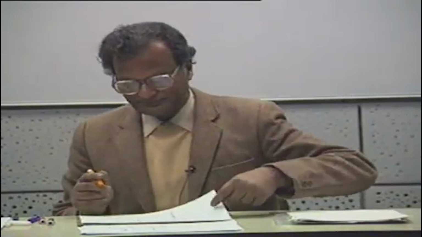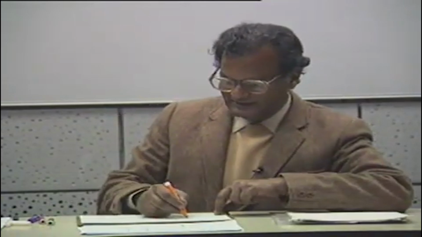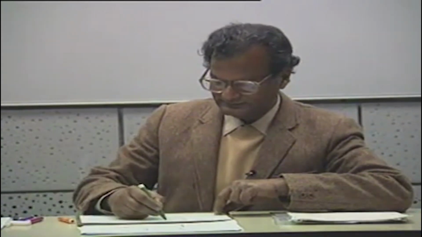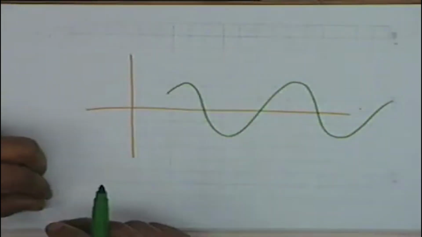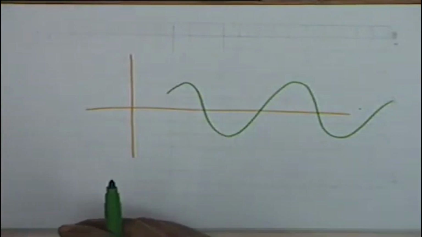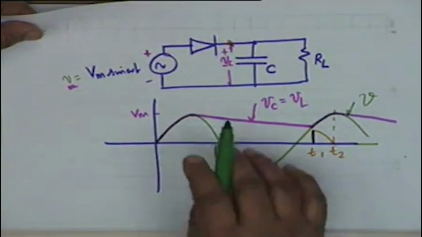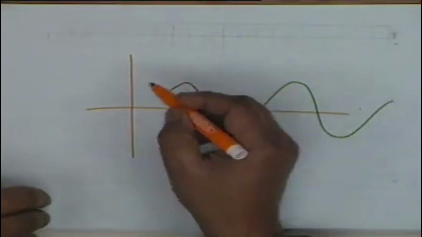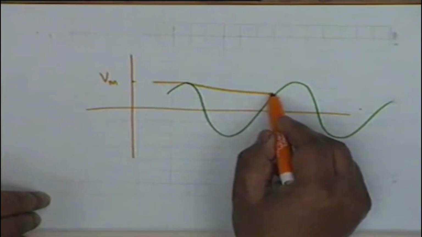Now if I draw this waveform again, forget about the initial part. Initially for the first half cycle, the capacitor charges. Then except for this part, the phenomenon is repetitive. So forget about that. What I have is, from here, let's say this voltage is Vm. From here there is an exponential decay.